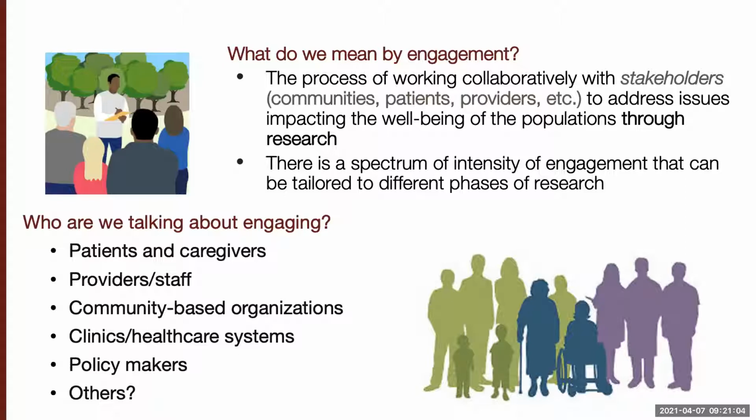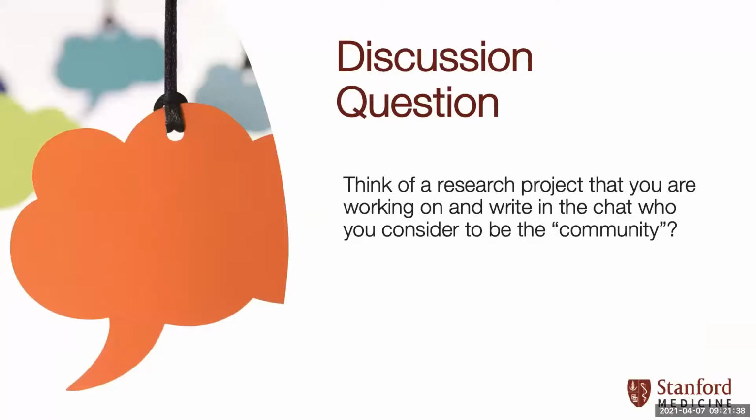And then second, who are we talking about engaging? So that's always a good question. You have to think about that for each research project. Could be patients and caregivers, could be providers and staff in community clinics or other healthcare systems, could be community-based organizations, clinics or healthcare systems, could be policymakers, and could be others. If people have other ideas about who we might engage, I would love to see that in the chat there. All right, next slide.